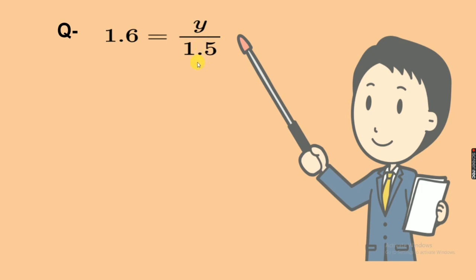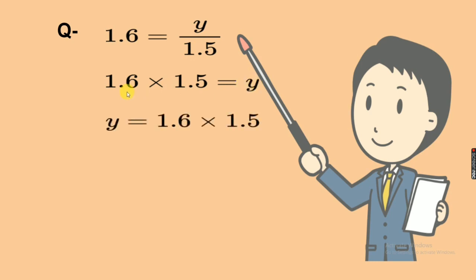I have told you that if any number is in division and we have to shift it to the other side, it would go in the multiplication. So let us transpose 1.5 to the other side. But how would we write it? 1.6 multiplied by 1.5, because here it was in division. When we transpose it to the other side, it would go in the multiplication. So it would become 1.6 multiplied by 1.5 is equal to y.